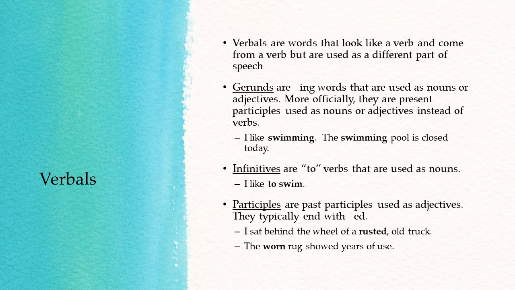The last type of verbal are participles. And participles are past participles of a verb that are used as adjectives. They typically end with ed, but not always. So I sat behind the wheel of a rusted old truck. Rust, or to rust, for something to get rusty, is normally a verb. Here we're using it to describe the truck. The worn rug showed years of use. To wear something out, the past participle of that is worn. And so right there, it's normally a verb, and it is acting as an adjective telling us about the rug.